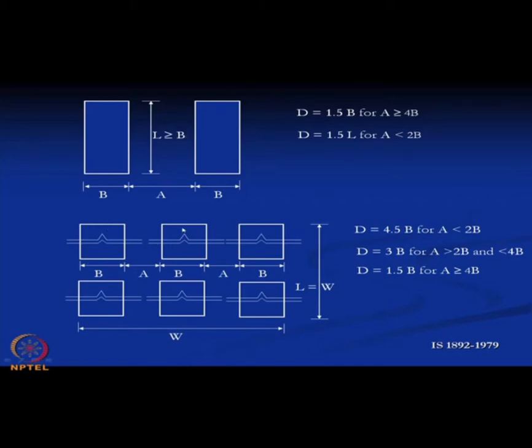Now, these are some building dimensions or building blocks, and this is the total width W, this one L is equal to W, this width is B, this spacing is A, again B, A, B. Now, depth of boring will be 4.5 times B for A less than twice B, and depth of boring will be 3 times B for A greater than twice B and less than 4B, and depth of boring will be 1.5 times B for A greater than or equal to 4B.